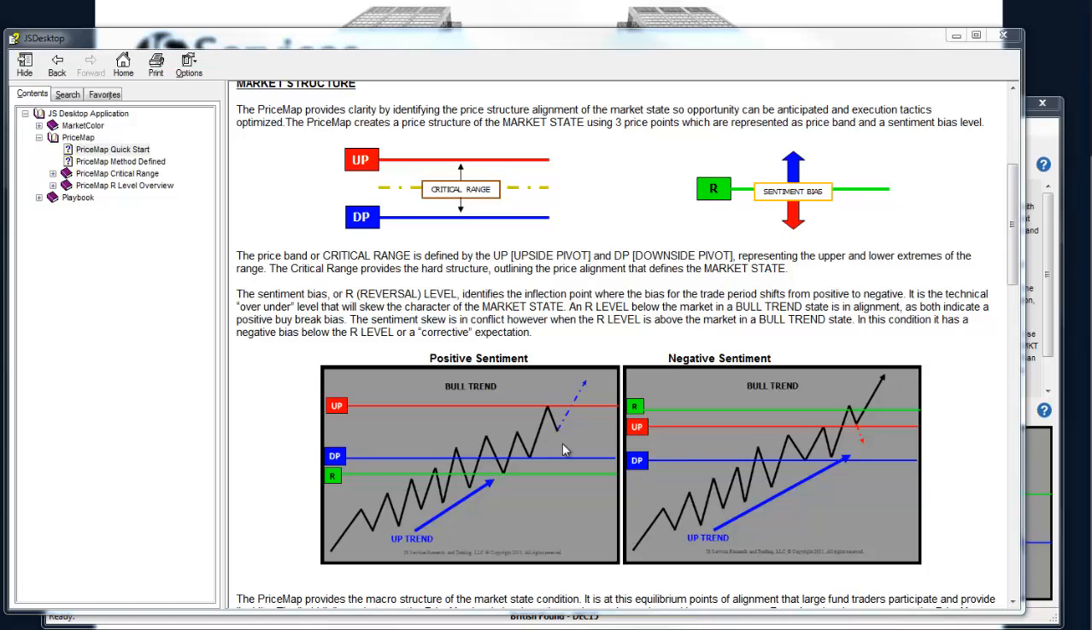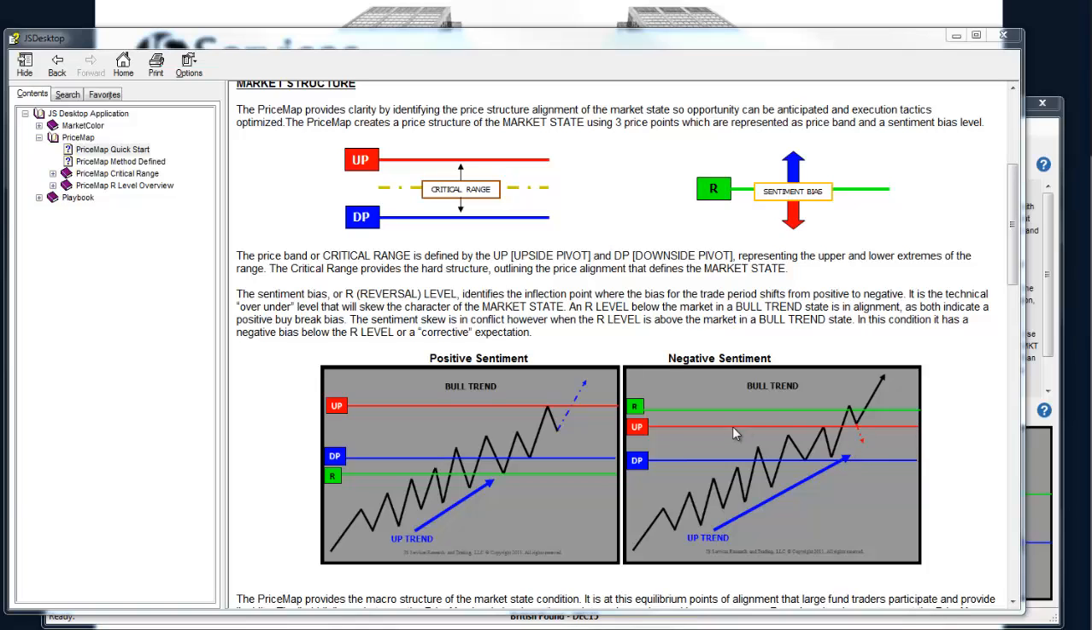The price map defines this structure, and it does this with 3 price points. Well, one is what we call our R level. It's the sentiment bias for the day. This will skew the market state. So if you have a market that's at a bull trend and sentiment's below the market, if that's in line with the state, you have positive sentiment in a positive trending market. But if you have sentiment above the market in a bull trend, it's actually indicating a potential for a corrective move in a bull trend.